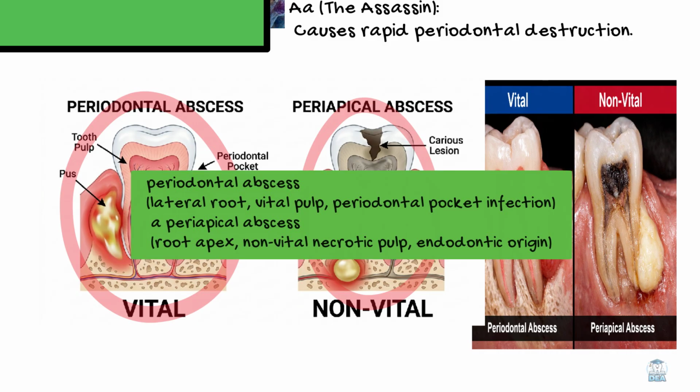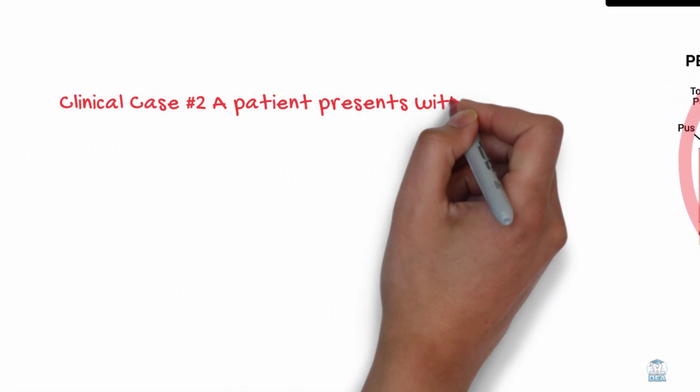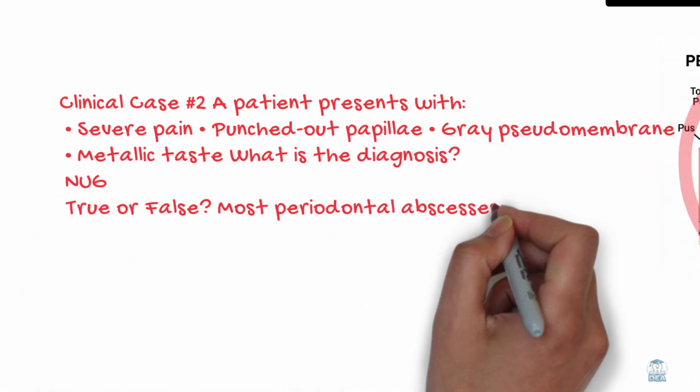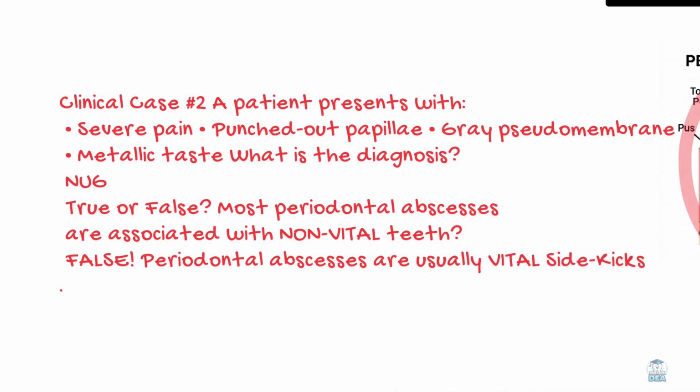Clinical case number 2. A patient presents with severe pain, punched out papilla, gray pseudomembrane, and metallic taste. What is the diagnosis? That's our punched out boxer, NUG. Now, true or false? Most periodontal abscesses are associated with non-vital teeth? False. Periodontal abscesses are usually vital, sidekicks.